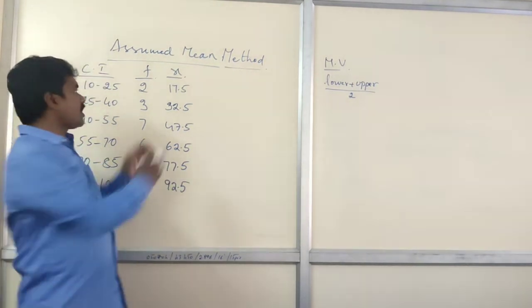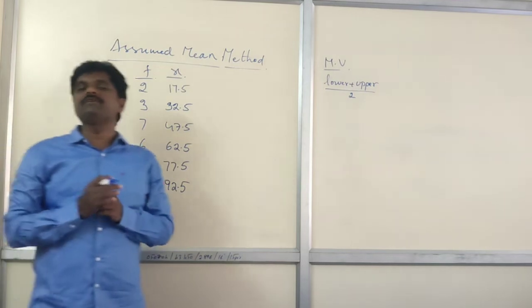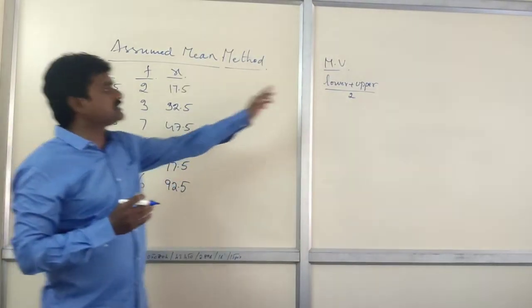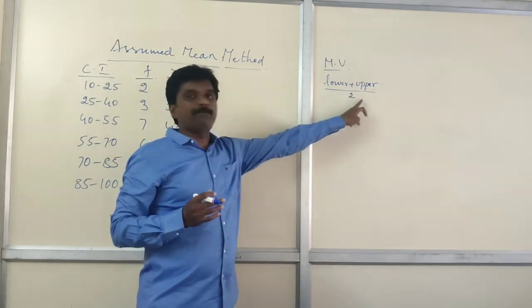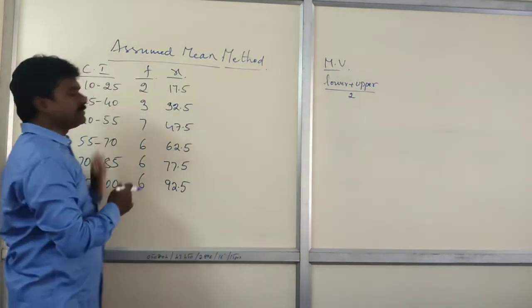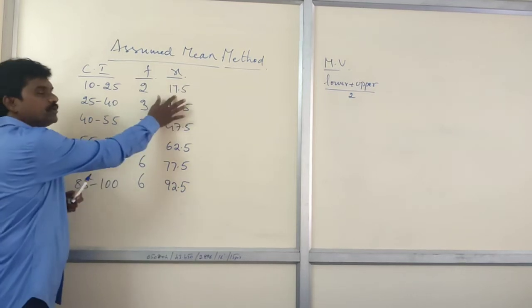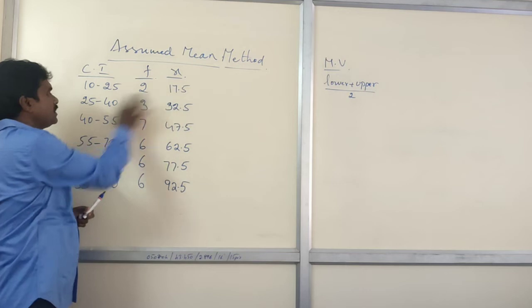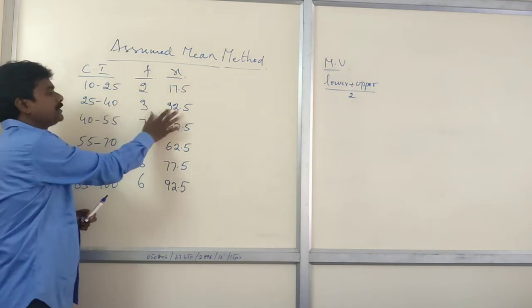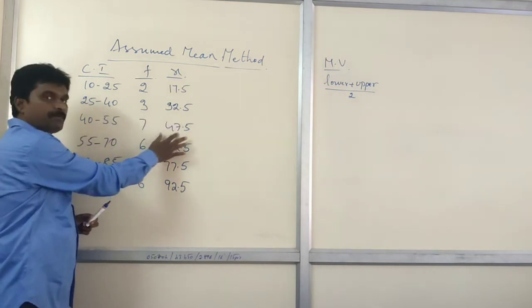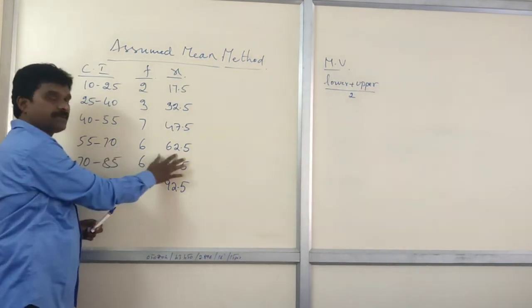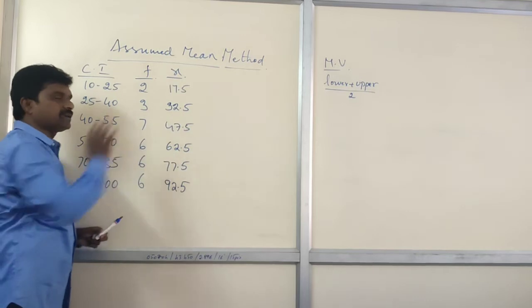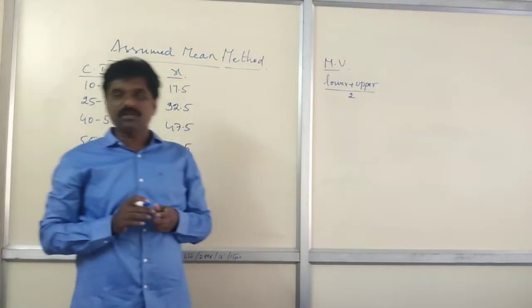If you observe how we got these mid values, I already said how to calculate the mid value: lower limit plus upper limit of the class divided by 2. No confusion. How did you get 17.5? 10 plus 25 by 2. 25 plus 40 by 2, 40 plus 55 by 2, 55 plus 70 by 2. Lower limit plus upper limit divided by 2, you will get the mid values.